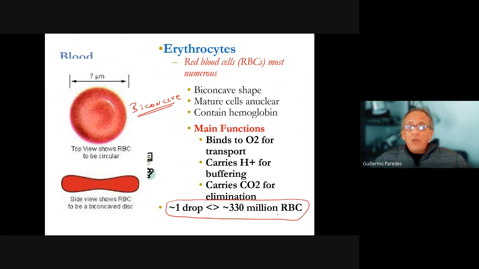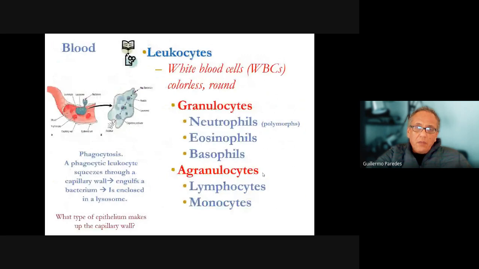Imagine this. How much is the population of the United States right now? It's about 350 million people, according to the latest data. It's like the whole United States is a drop of water or a drop of blood. In that drop of blood, we have 350 million red blood cells. And that is basically how much blood we have in the amount of red blood cells.